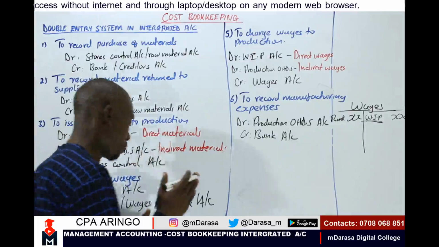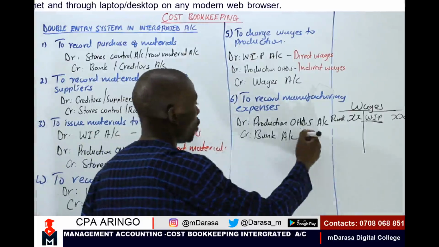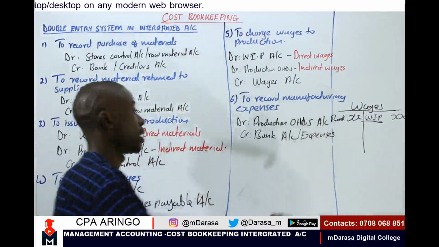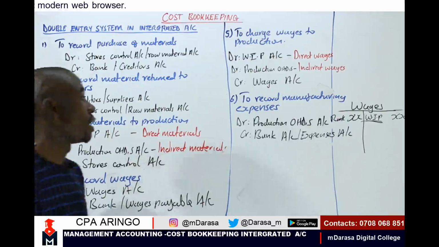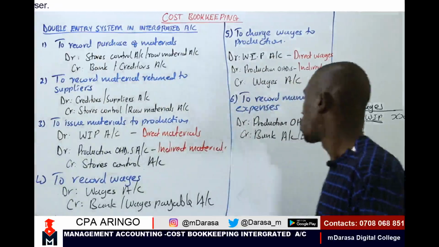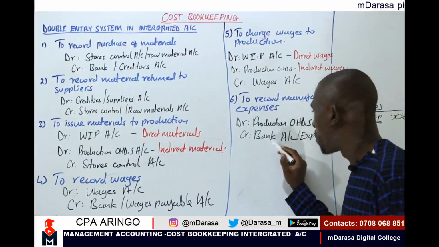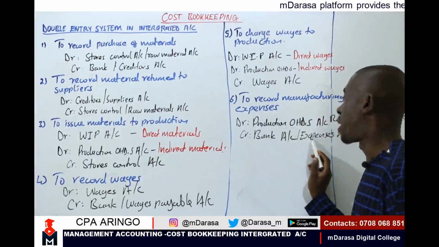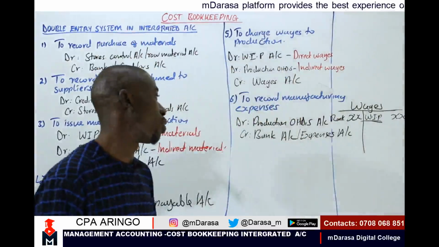So you're talking of debiting production overheads account and crediting our bank account, or we can talk of expenses account. So that's what you'll be having in the event that you are recording manufacturing expenses. The key element to understand is that at least I must be having what? Production overheads account. And also at the back of my mind, I know very well I'll be talking of the bank account, where this cash is coming from, so that we put it under production overheads account.